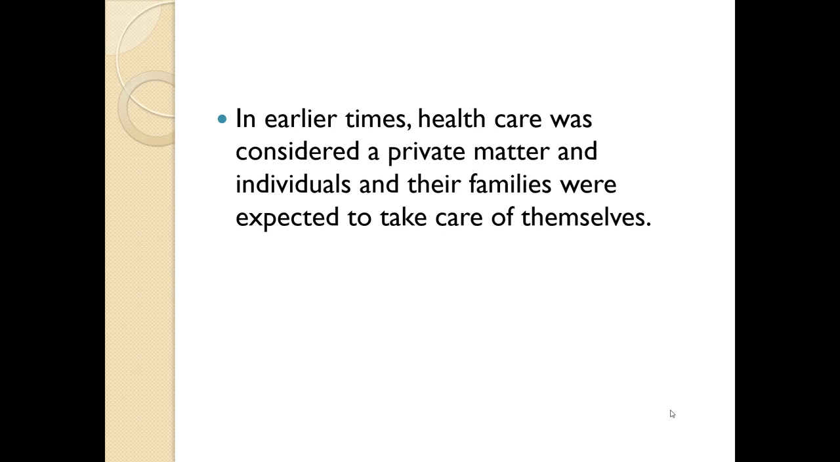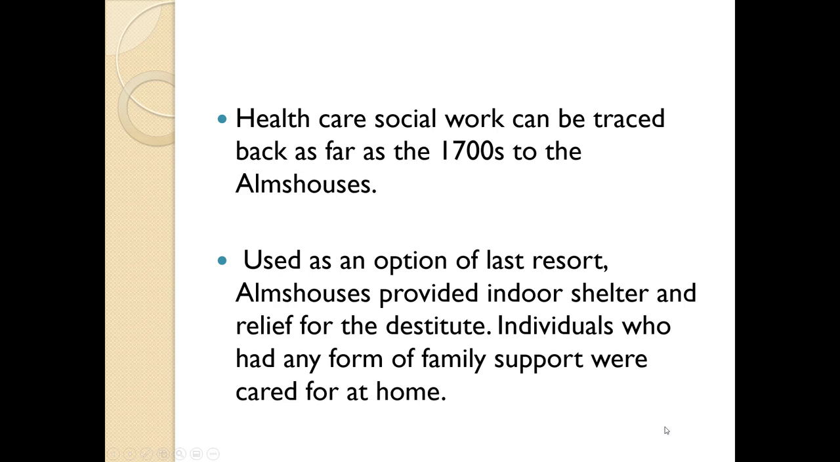Until about the 1700s, when there were the almshouses, and they were the option of last resort. That was when there was no family or individuals to support those who became ill, whether physically ill or mentally ill or aged to the point where they couldn't take care of themselves. So these were actually indoor shelters for those who were considered destitute. They had no other options, and no other options means no family support. And that goes all the way back to the 1700s here in the United States.